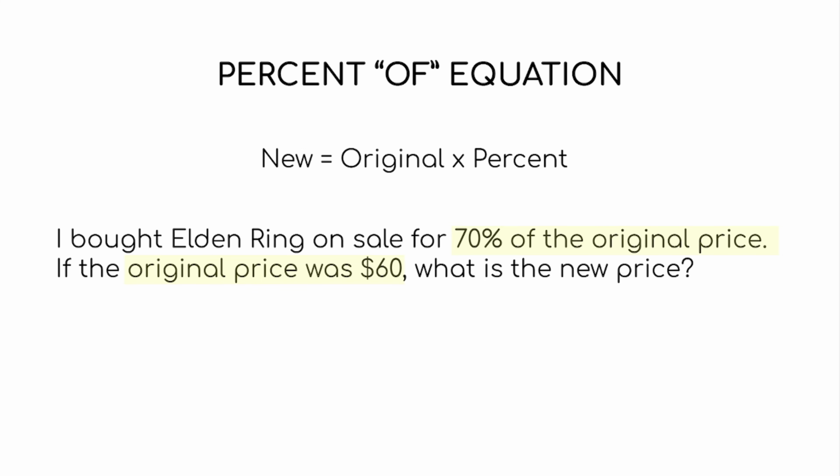If we go ahead and plug that into our equation, new equals original times percent, it's going to look like this. New equals 60 times 70%. Now we're going to go ahead and convert that percent into a decimal. So we're going to move two decimal places over, and we get that it's 60 times 0.7. Now you can also do 60 times 70 over 100 if you wanted to. And then 60 times 0.7 is just 42. So the new price is $42.